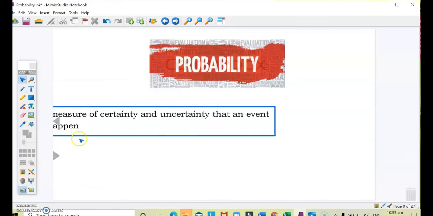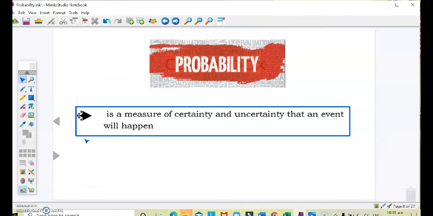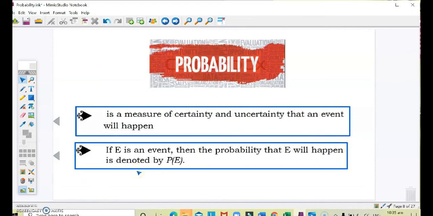So what is probability? Probability is a measure of certainty and uncertainty that an event will happen. The probability of an event is denoted by this symbol. For example, the probability of getting a head, or the probability of getting a 3 when we throw a die, or the probability of getting a head when we toss or spin a coin. Those are the possibilities of getting a certain outcome from an event.